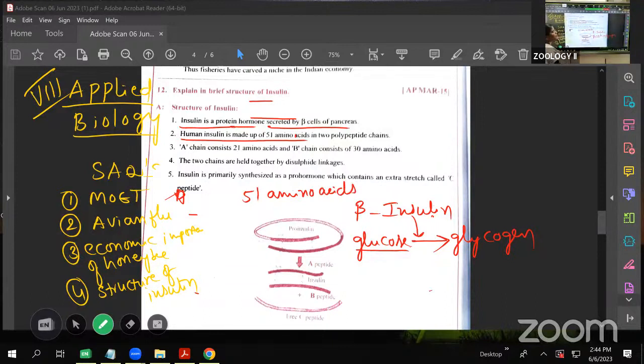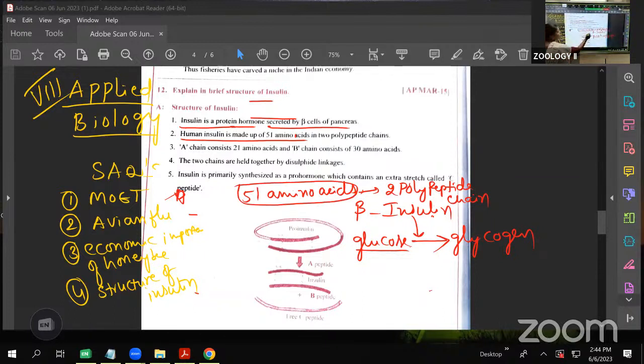Human insulin is made up of 51 amino acids, formed as polypeptide chains. Two polypeptide chains are there. In total, how many amino acids are present in the insulin? The 51 amino acids are present inside the insulin, arranged in two polypeptide chains.